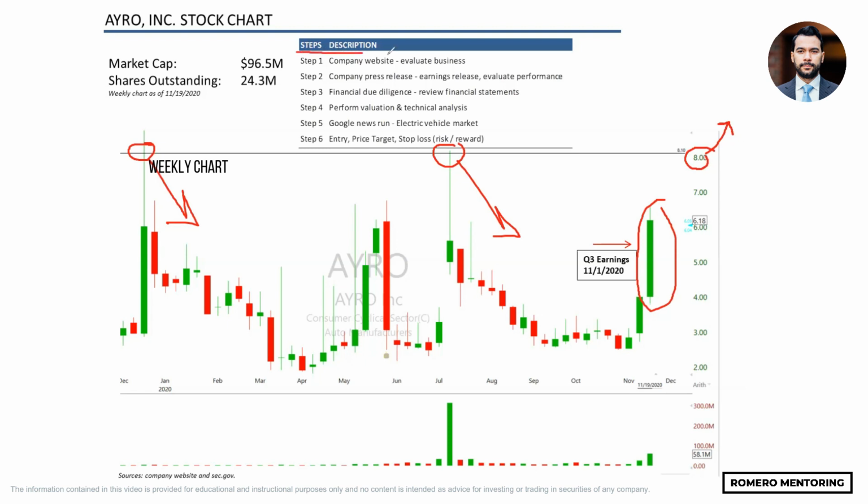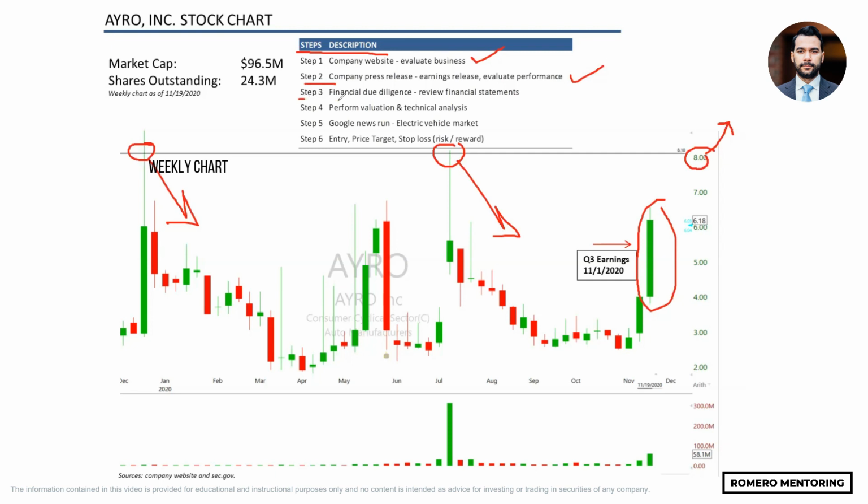So in terms of steps, the first thing we did after this stock came on our radar, we visited the company website. We evaluated the business. We learned their product and their services. Is there a demand for it? Step number two, we went and looked at the press release. How did they perform in their most recent quarter? Did they raise capital? What about their estimates?